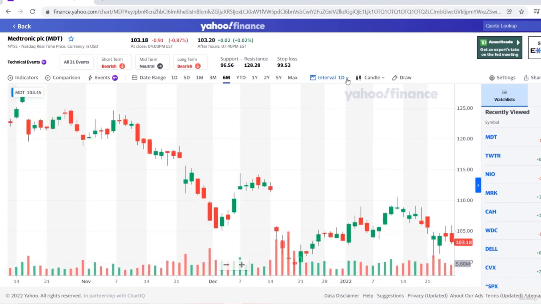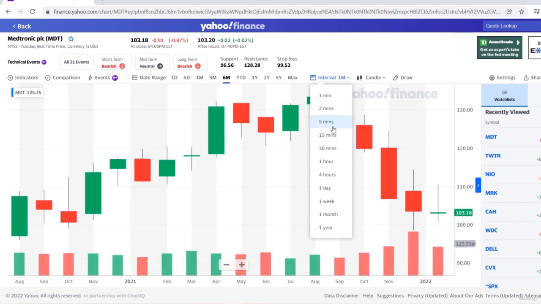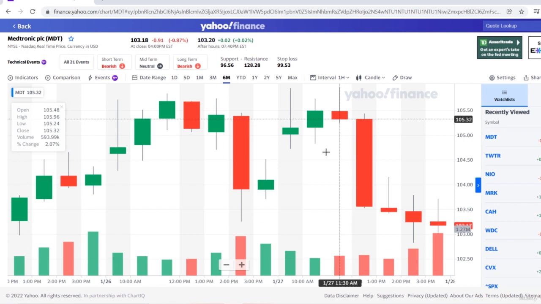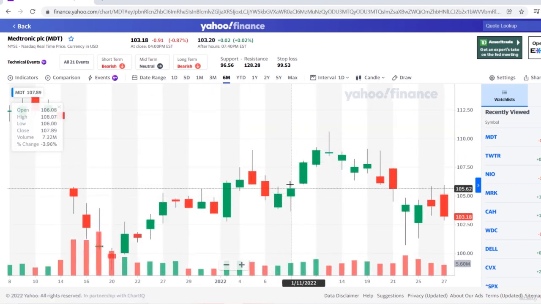You can change your interval from a daily interval to a monthly interval if you want, or if you're a day trader, you could go down to an hourly interval or by minutes. All these things you can change. Let's leave it at day. We're using candlesticks, so we know, like here, these greens are closing higher, reds are closing lower.